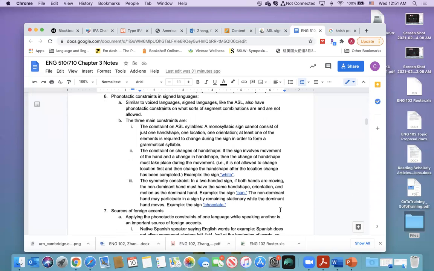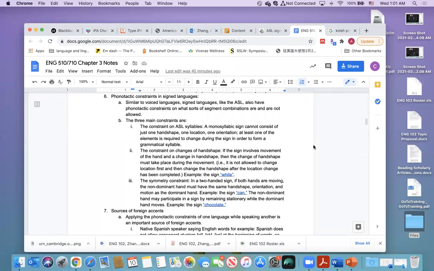Our textbook also introduces examples from American Sign Language to show that because it is also a language, it has constraints as well. The three main constraints for American Sign Language include: a monosyllabic sign cannot consist of just one hand shape, one location, or one orientation. At least one of the elements is required to change.